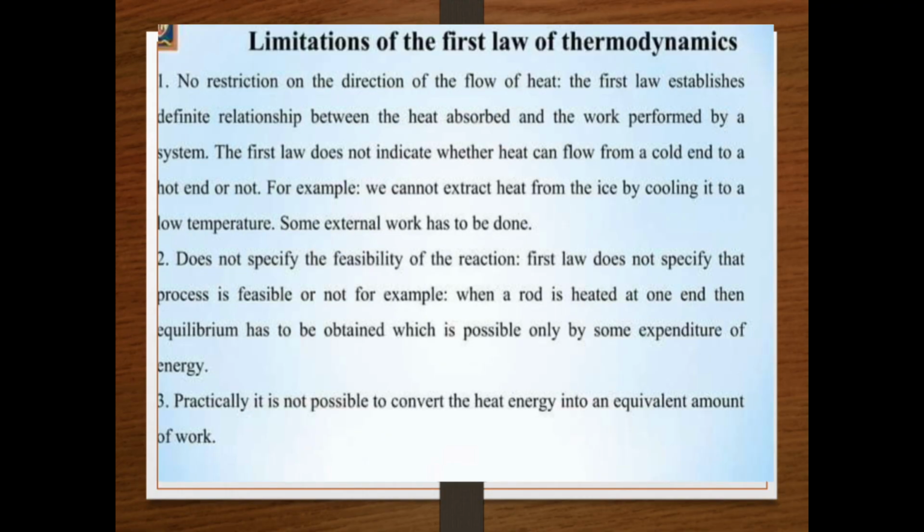Limitations of the first law of thermodynamics. First one, no restrictions on the direction of the flow of heat. The first law established a defined relationship between the heat absorbed and the work performed by a system. The first law does not indicate whether heat can flow from cold to hot. For example, we cannot extract heat from ice by cooling it to a low temperature. Some external work has to be done.